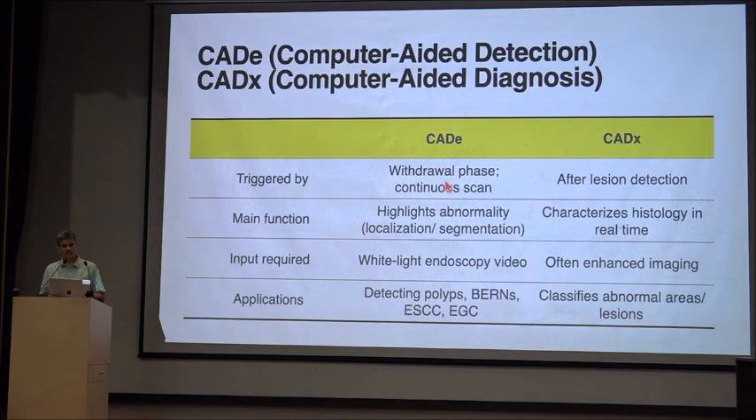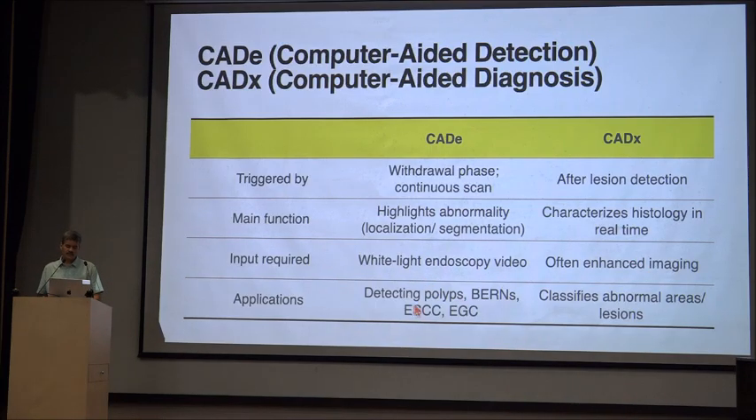The main function of CADe is localization, also called segmentation, and I'll show you. And CADx will give you something like an optical biopsy. It will characterize the histology in real time. The input for CADe is mostly white light endoscopy, sometimes LCI, but for CADx we will often need enhanced imaging to characterize, sometimes magnification.